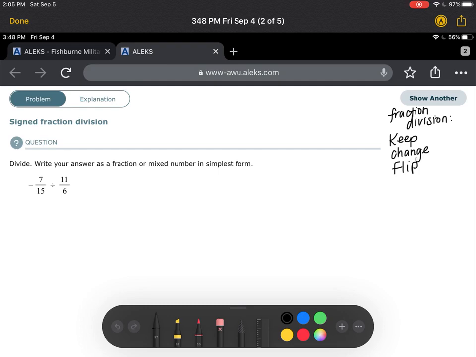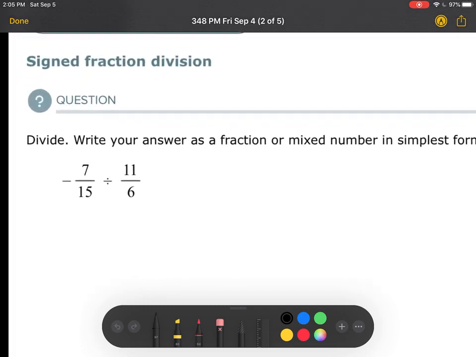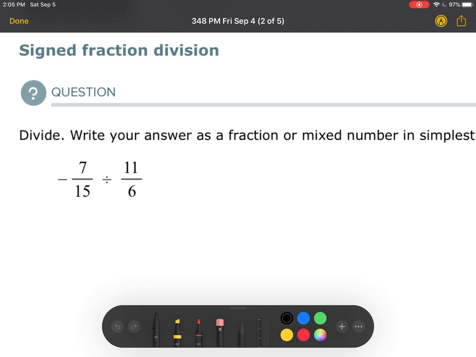It says divide, write your answer as a fraction or mixed number in simplest form. So we're just going to jump right into this. When you have this, you already have two fractions, right? So I'm going to write KCF right under here so you guys can see it. When you start this, if you have KCF, keep, change, flip, you're going to keep the first fraction the same. A lot of times people are like, which fraction do I keep the same? It is the first one, so the one that's on the left. That is the one that stays the same.